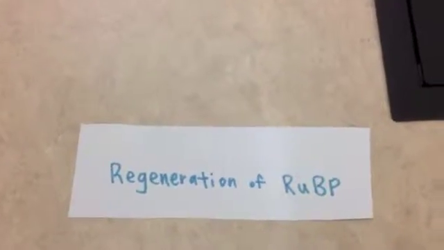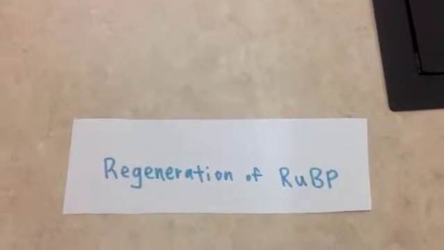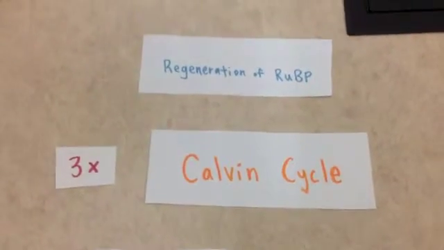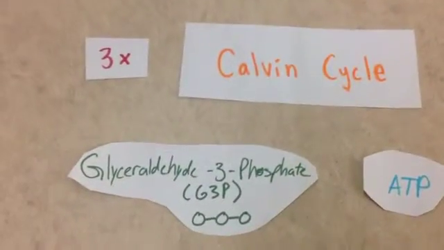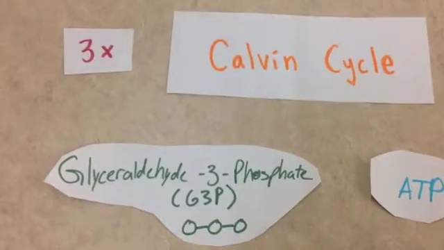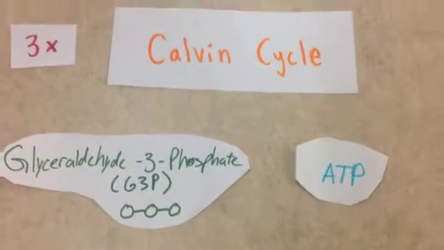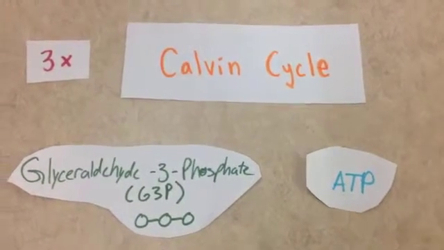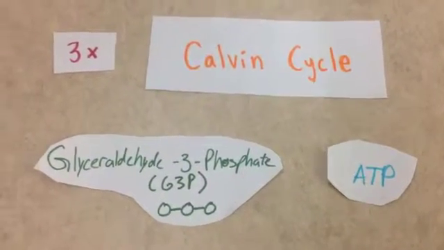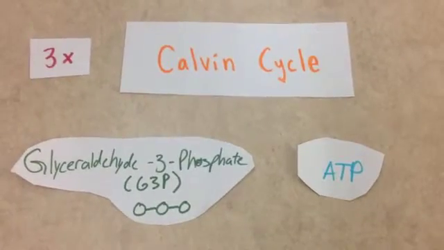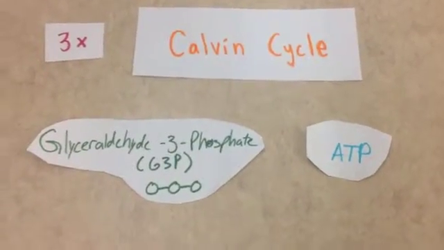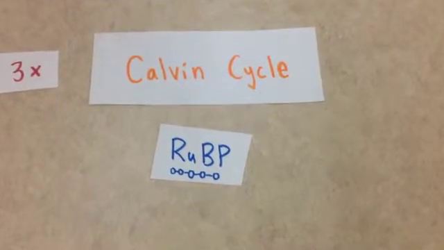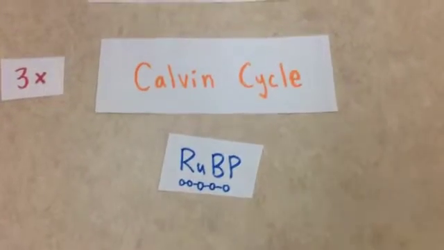The last step of the Calvin cycle is the regeneration of RuBP. What happens is that the Calvin cycle will repeat itself 3 times, thus creating 3 molecules of G3P. Only 1 molecule of G3P will escape and become glucose. The rest of the 5 G3Ps will use the energy of ATP, and they will make 3 molecules of RuBP, which will be reused in the Calvin cycle.